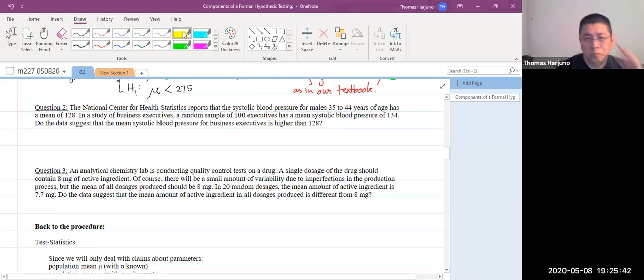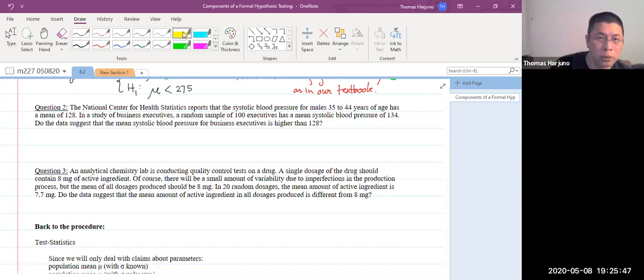Let's start. The National Center for Health Statistics reports that the systolic blood pressure for males 35 to 44 years of age has a mean of 128. That's the report. Now, in a study of business executives, a random sample of 100 executives has a mean systolic blood pressure of 134. Do the data suggest that the mean systolic blood pressure for business executives is higher than 128?